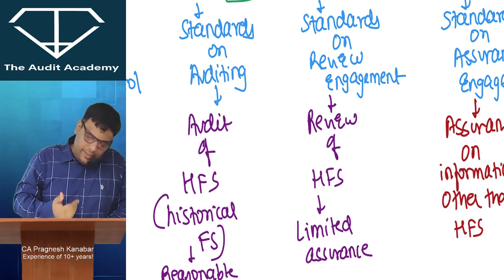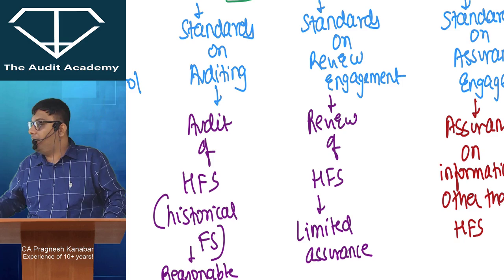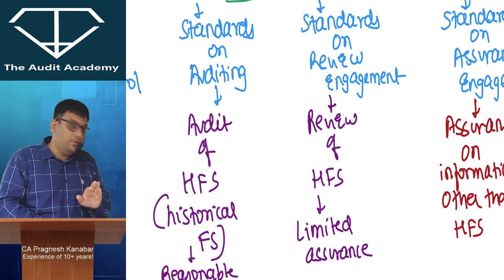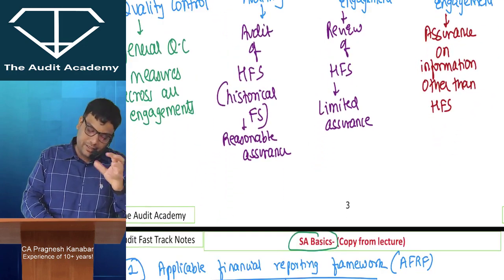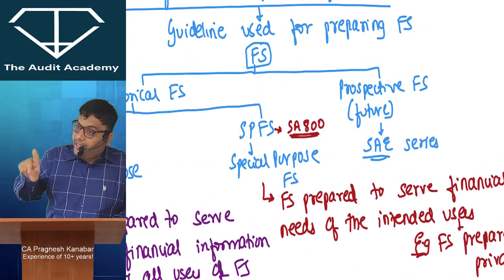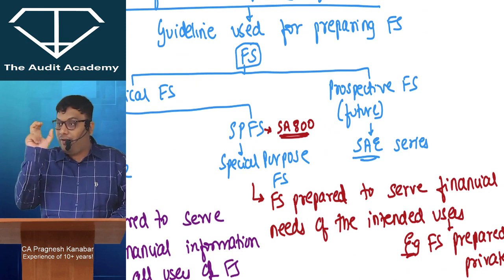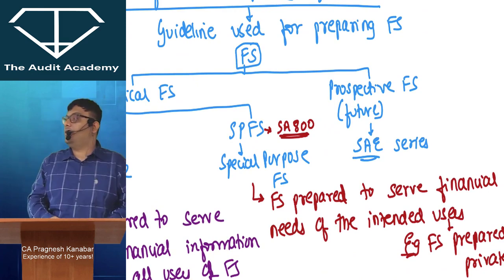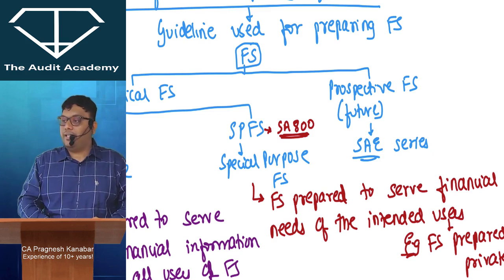So many students in an impatient manner, the moment they saw special purpose financial statements, ended up writing SA 800, but the question was actually dealing with review. And the reference that was required was SRE. So I repeat, for any question of SPFS, don't think it is SA 800. If the question has a combo of SPFS and audit, then it will be a question of SA 800.